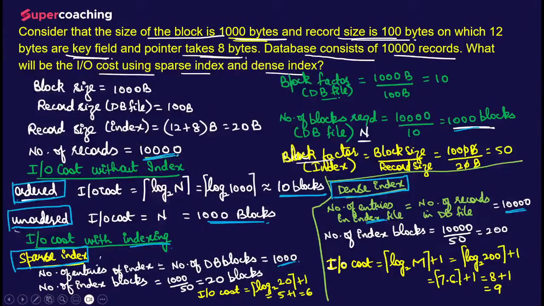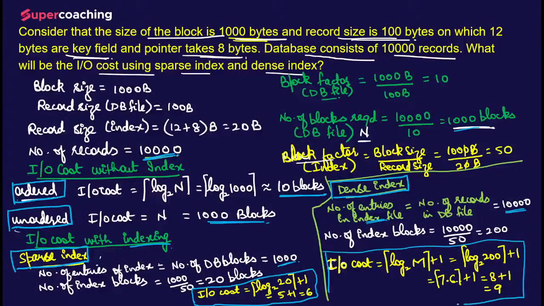Correct? So whatever concepts we have discussed corresponding to that, we have solved one numerical जिसमें हमने सारे आंसर्स फाइंड किया. I hope that this is clear to everyone. So here is the IO cost. You can try this numerical again. This will clear all the concepts that we have discussed till now.